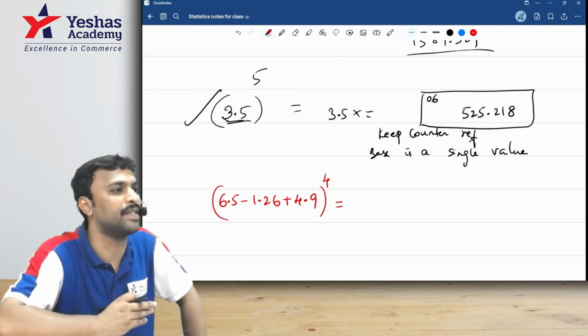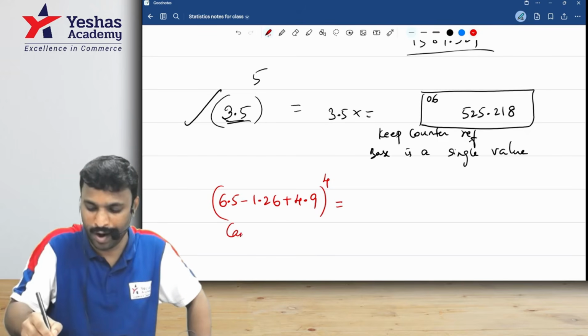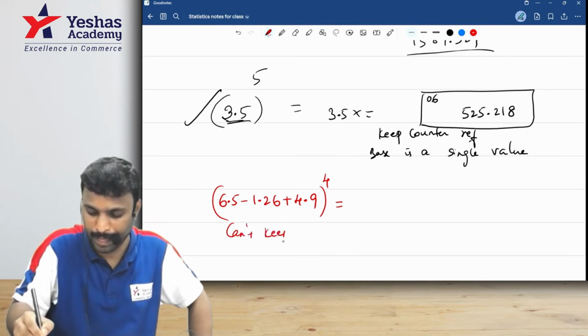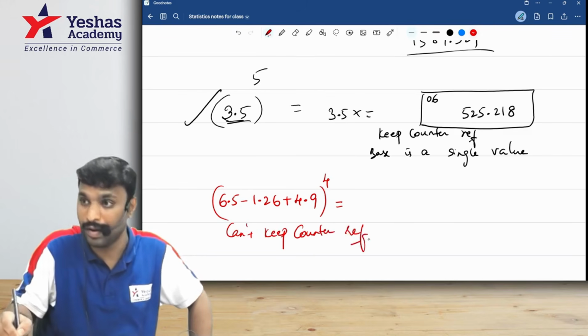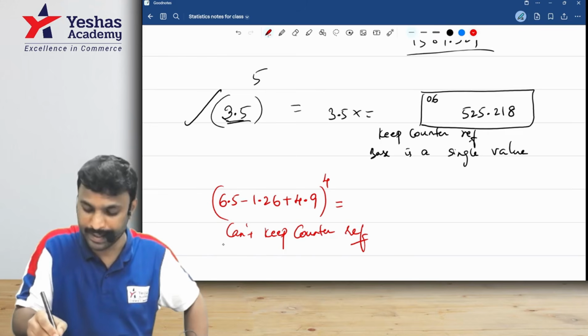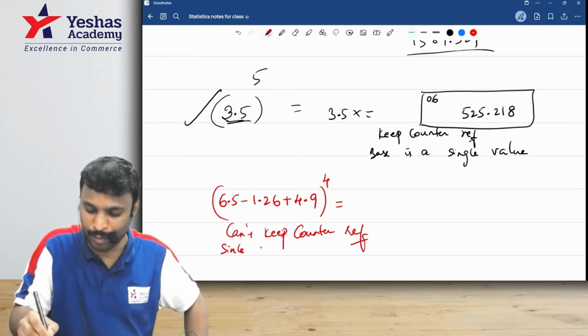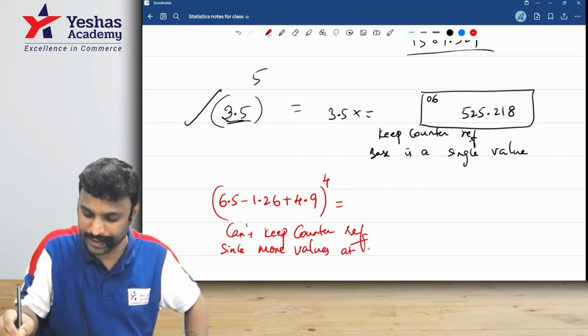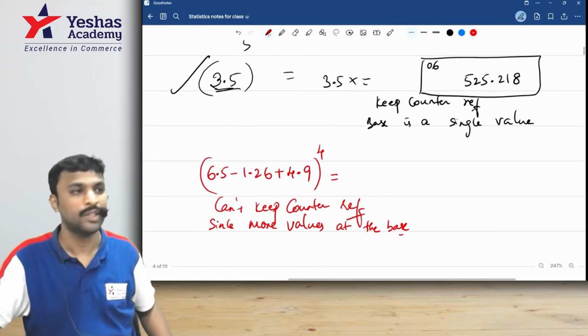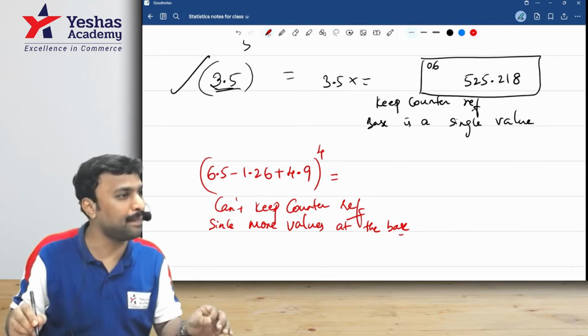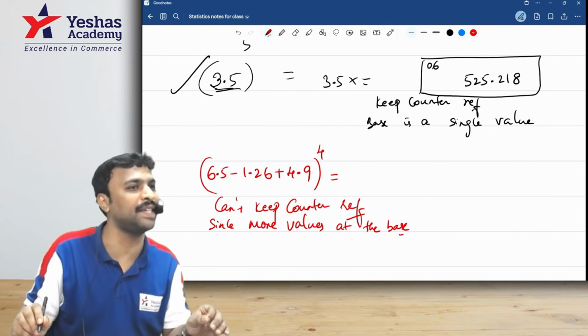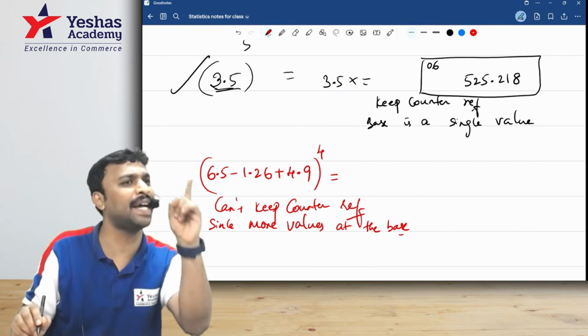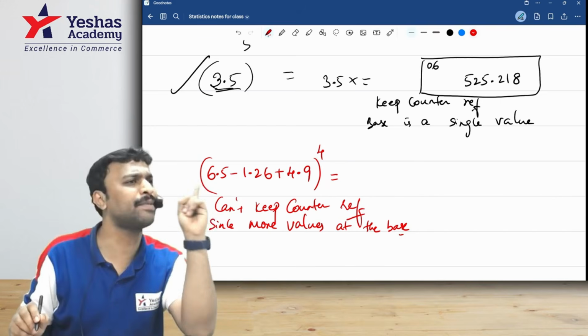Can I keep the counter reference? Cannot keep a counter reference. Why? Since there are more values at the base. So what to do now? Type the value, press into, how many times equal? 3 times or 5 times?